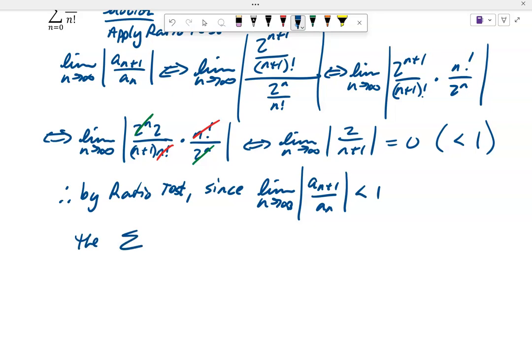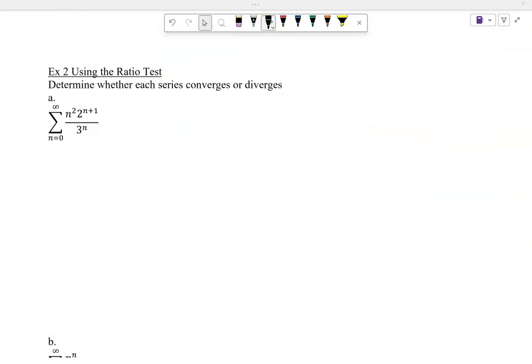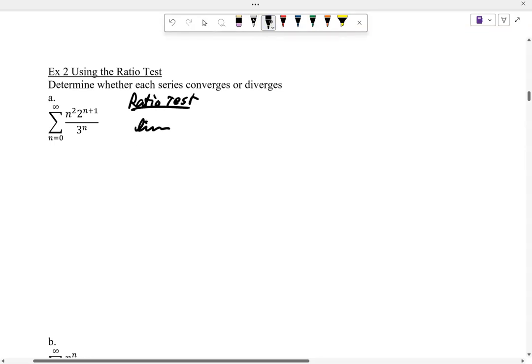The series that we were given, 2 to the n over n factorial, converges, and it actually converges absolutely. Let's go ahead and use the ratio test on this second example as well. So run the limit, n goes to infinity, a sub n plus 1 over a sub n.